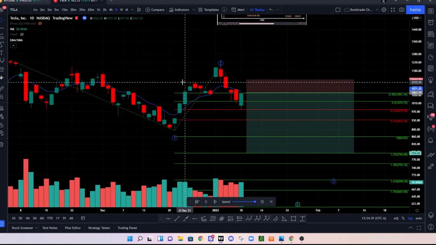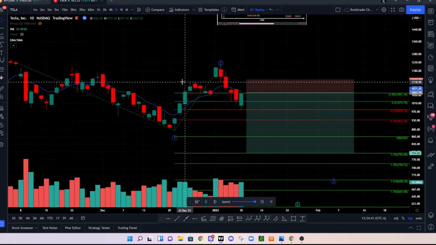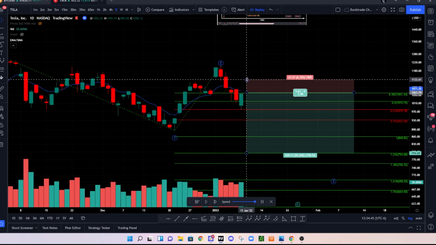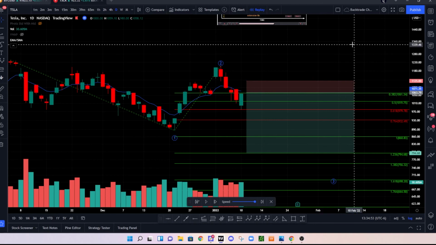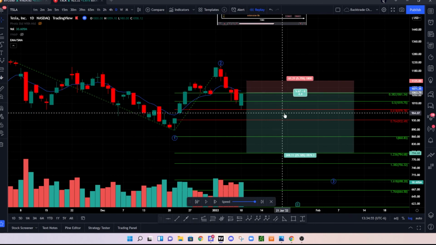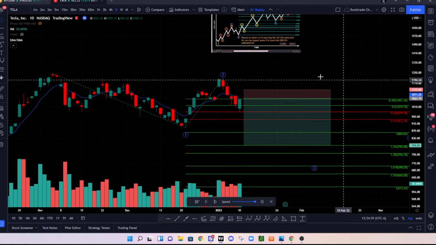We get above this pivot here. All right, we gapped over it and then we immediately failed. So that's 11.18, let's just call this 11.25. Now that offers a little bit better of a 4.4 risk reward, right? Just based purely on fibs.